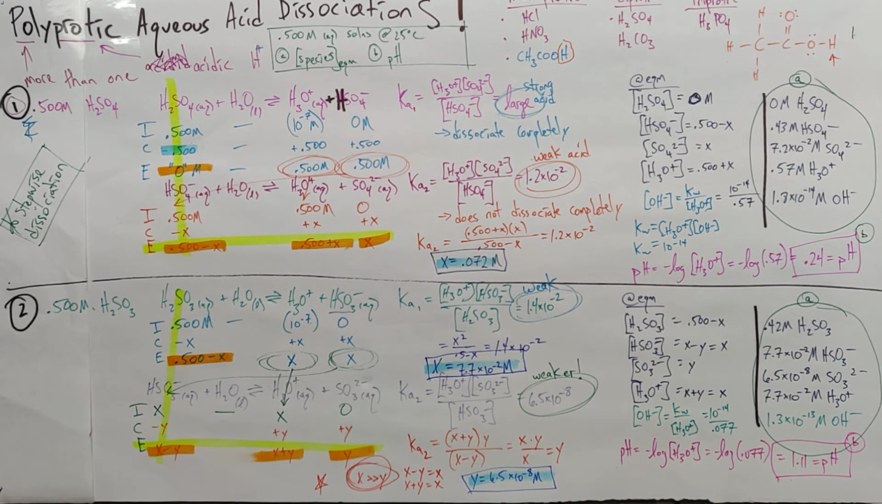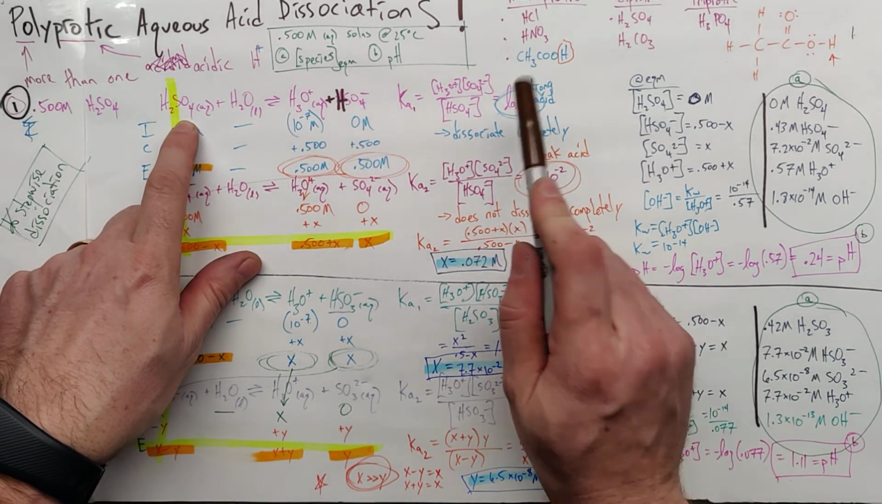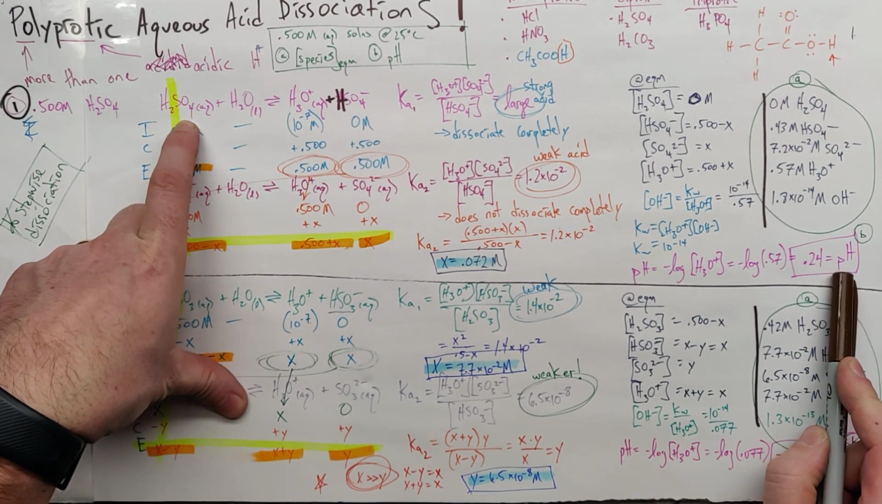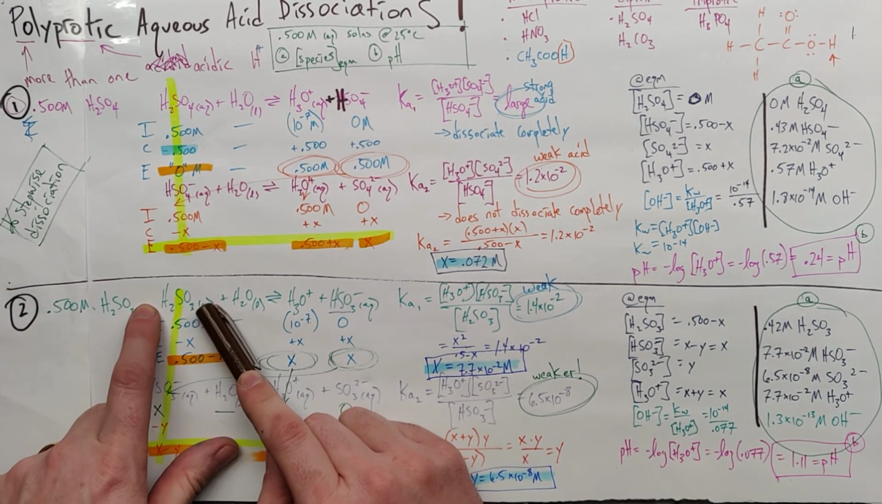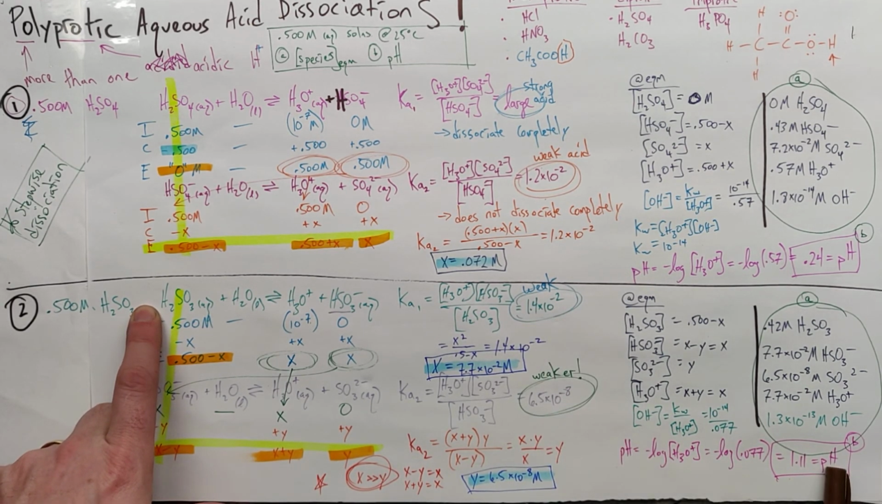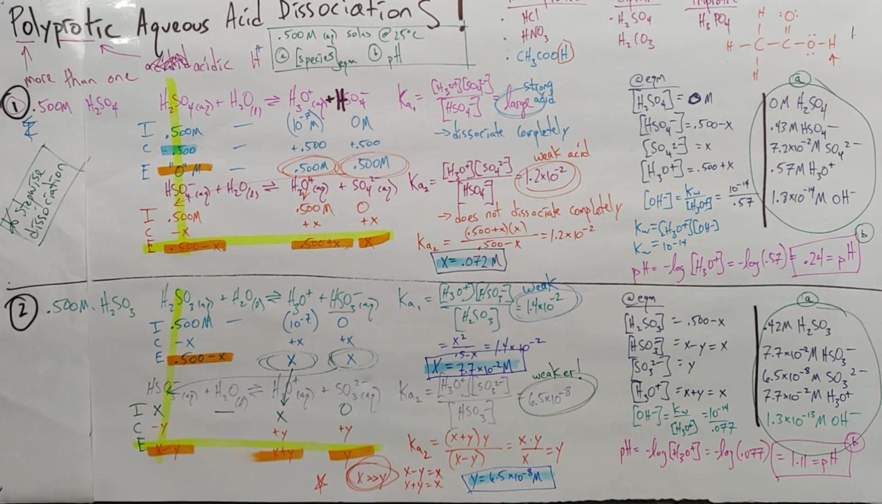So we do see some obvious correlation here. H2SO4 is a strong acid, and we get a lower pH, right? It's a more acidic solution. H2SO3 is a weak acid with that K value, and we end up with a higher pH, a less acidic pH. And we'll take a look at what happens when you have 3 H's in the next video.